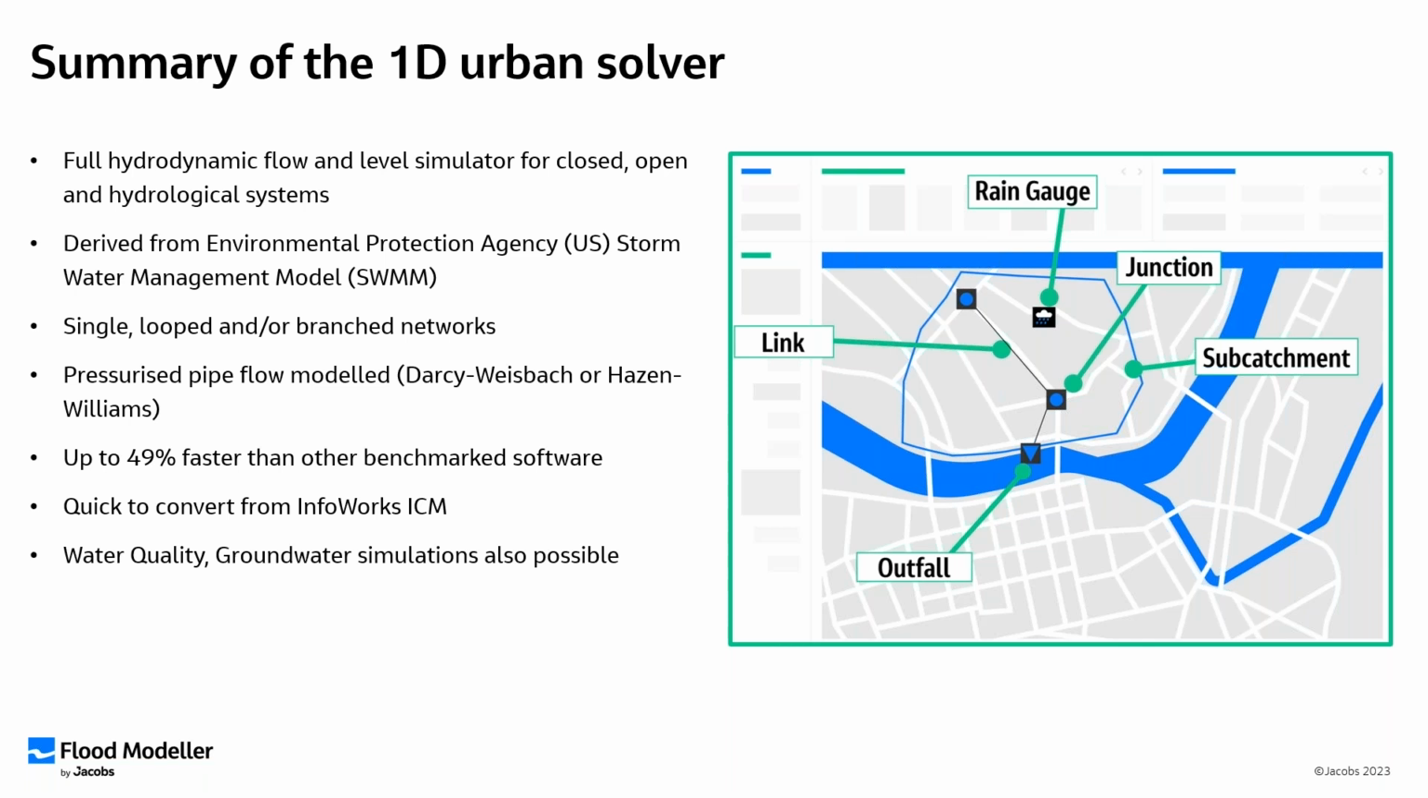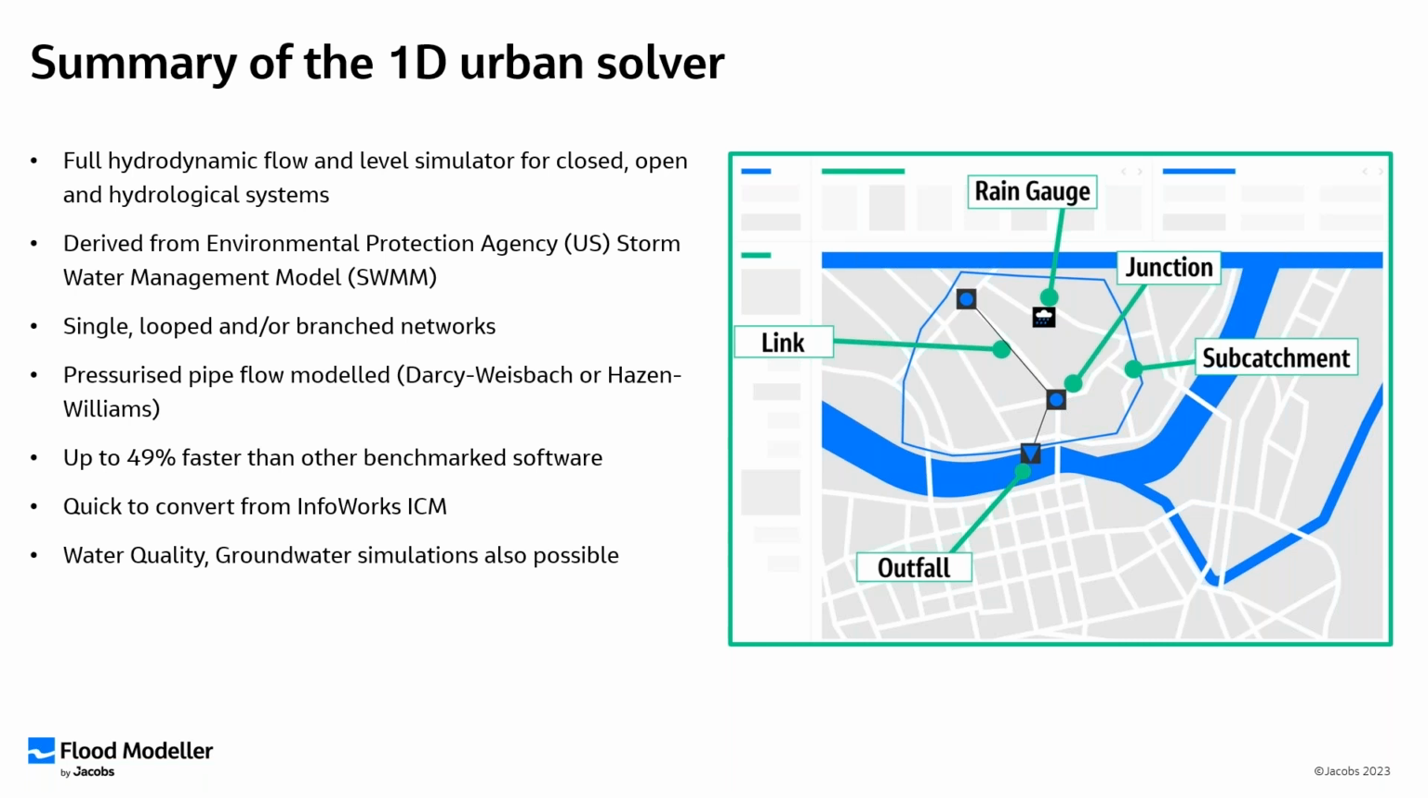So I'll give a quick summary of the 1D urban solver within Flood Modeler and its capabilities. The 1D urban solver is a fully hydrodynamic flow and level simulator for closed, open, and hydrological systems, meaning the software will simulate time-varying hydraulic results throughout the network, such as flow and water level, and throughout the period of the simulation. The 1D urban solver is derived from the US EPA's SWMM software. Anyone that's familiar with SWMM will be able to pick up the 1D urban solver quickly and efficiently. The SWMM engine is a widely used industry standard software that's robust and trusted internationally.